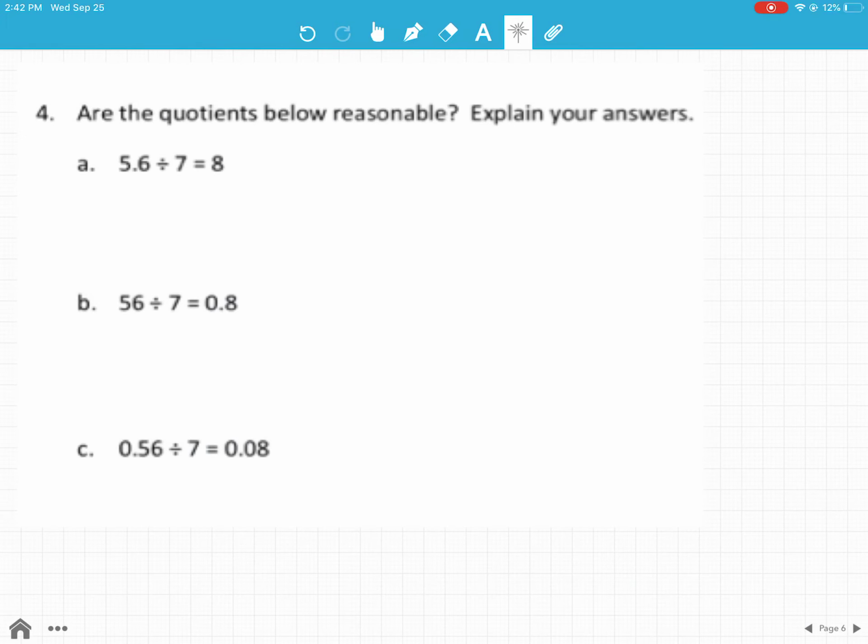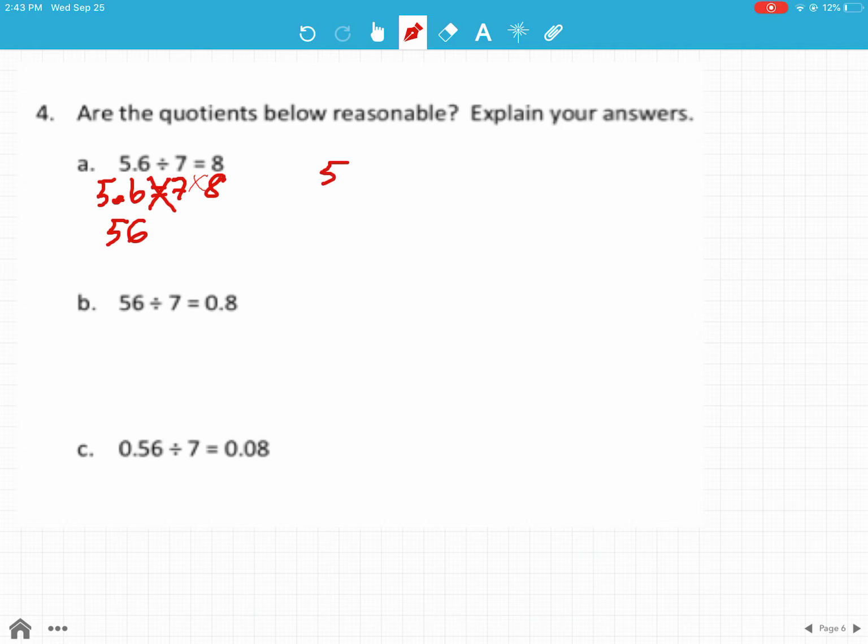All right. What do I have now? Are the quotients below reasonable? Explain answers. So here where they're asking if it's reasonable. We talked about reasonable yesterday when we talked about multiplication. And so what we have to think about is you can go backwards. 8 times 7, does it equal 5 and 6 tenths? No. That would equal 56. So it's not reasonable. Okay? So that's one way of saying it.